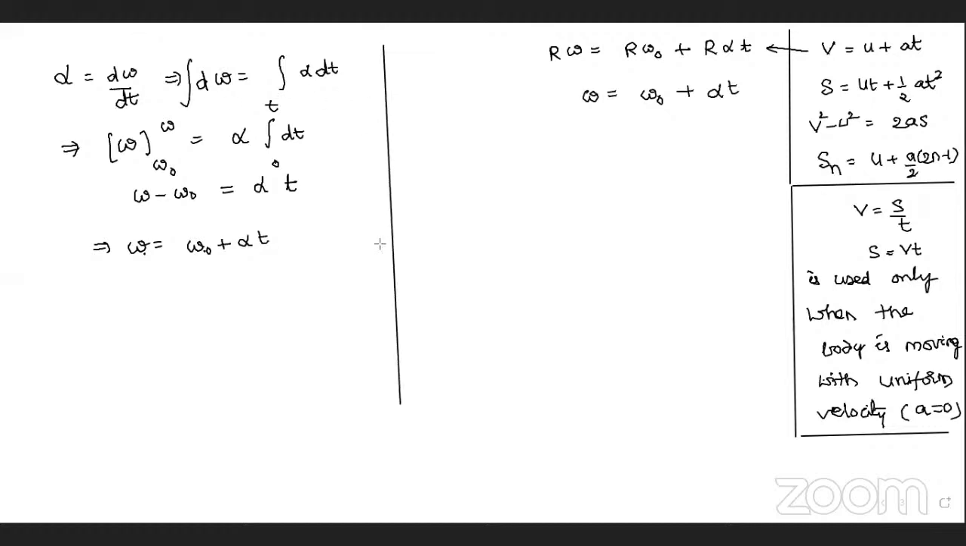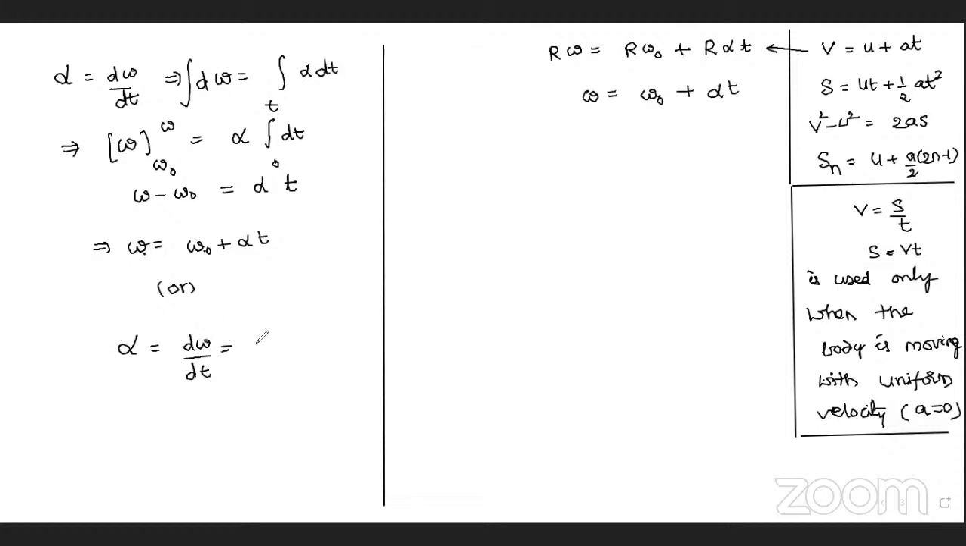Yes, I am avoiding that integration and directly I am going to write omega is equal to omega naught plus alpha t. Or in the third method you can do it in another way, as uniform angular acceleration: alpha is equal to d omega by dt. If alpha is constant, we can write it as delta omega by time, that is omega minus omega naught by time. That implies alpha t equals omega minus omega naught. That implies omega is equal to omega naught plus alpha t.